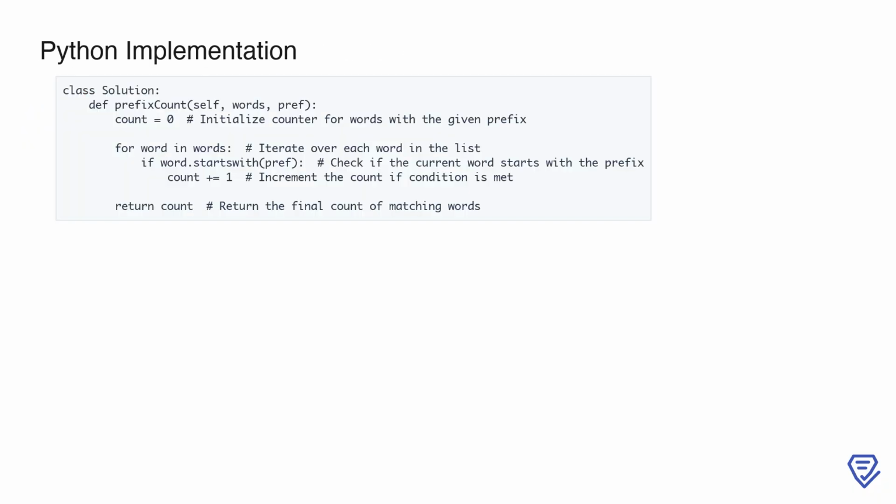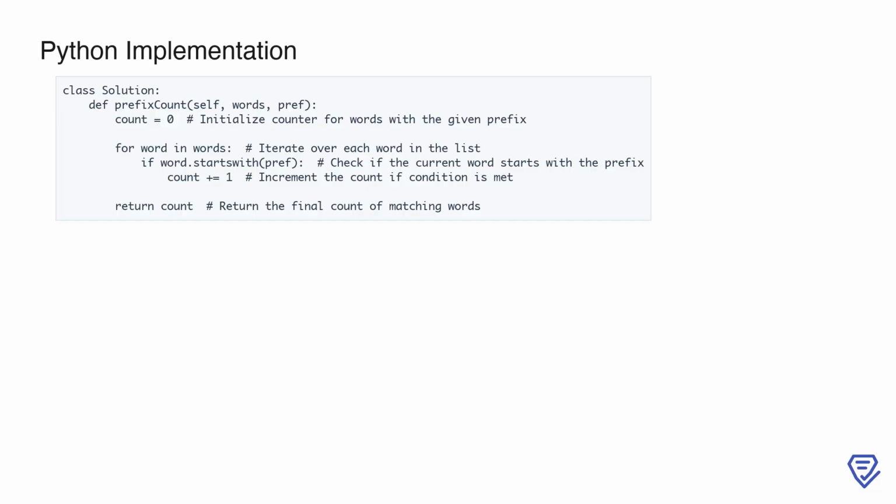This Python implementation solves the problem of counting words with a given prefix using a simple and efficient approach. The function prefixCount is defined within a class Solution, following the convention used in LeetCode problems. The function takes two inputs, words, a list of strings, and pref, the prefix to look for. It starts by initializing a variable count to 0. This variable will be used to keep track of how many words in the list start with the given prefix.